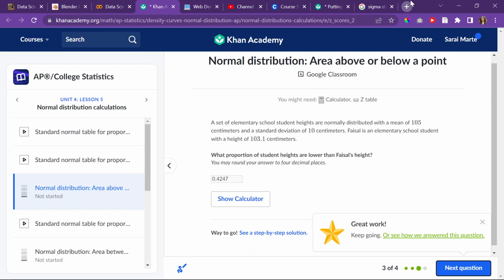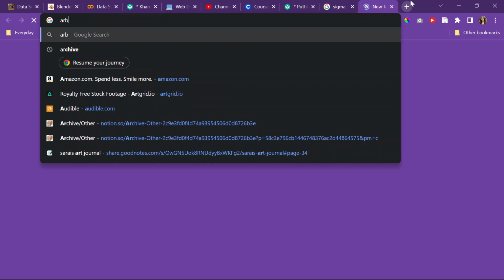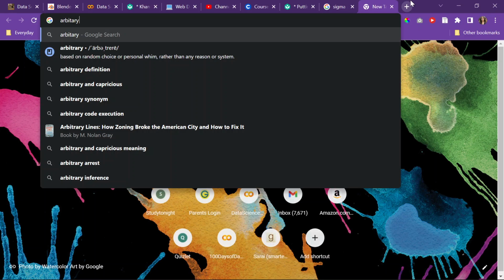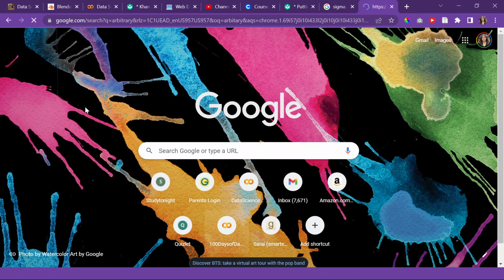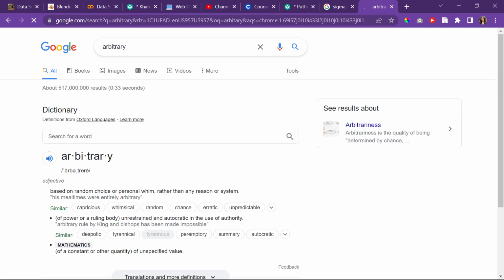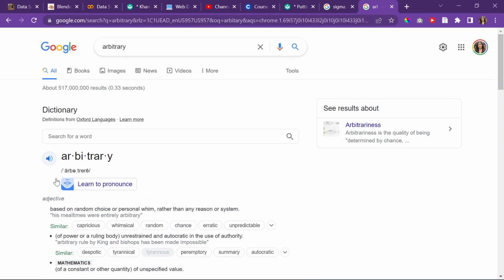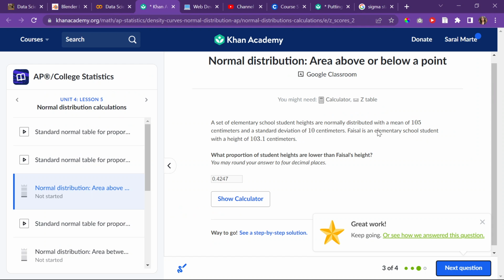Did I pronounce that right? Arbitrary. Hold on, we have to take a second because I really cannot even read words. I can't do anything. Arbitrary. What? Arbitrary. Okay, whatever.